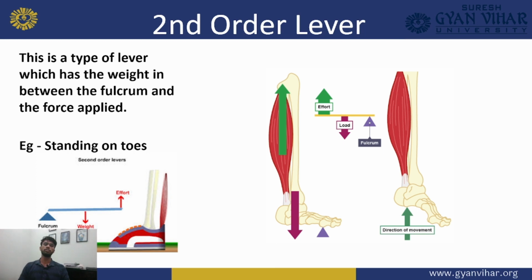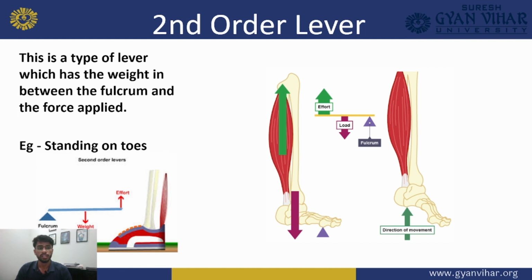Now moving on to the second order lever. In this type of lever, the weight is in between. The load is in between the fulcrum and the effort. The classical example of this second order lever is standing on toes. Whenever you stand on your toes, you do a plantar flexion movement of your ankle joint. Which muscles are causing this movement? They are the gastrocnemius, or I will say more loosely, the calf muscles.